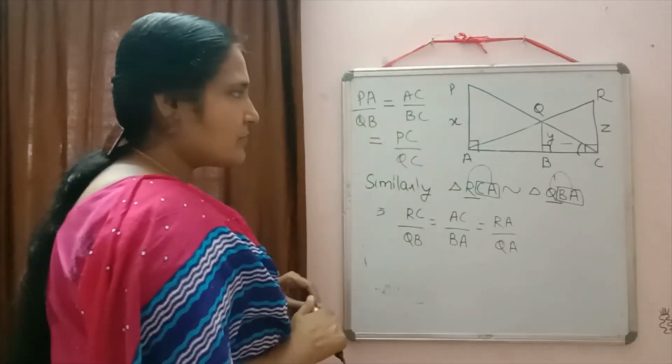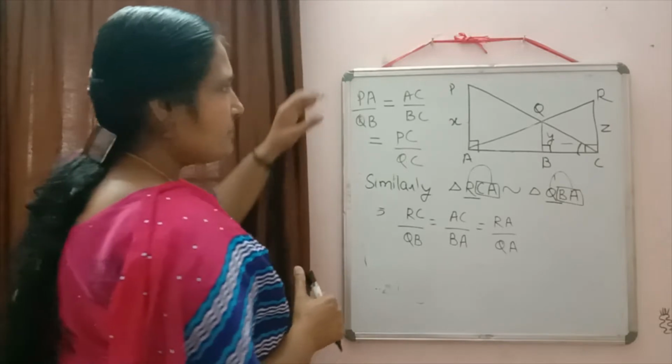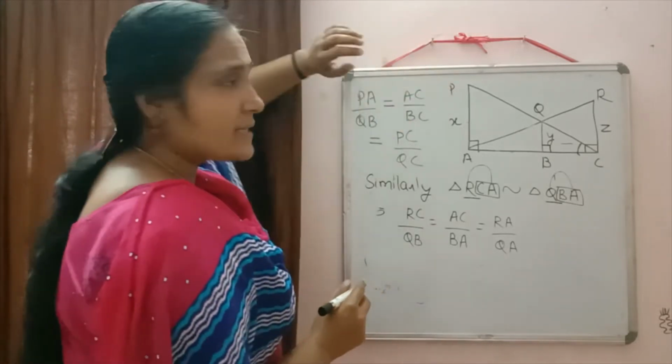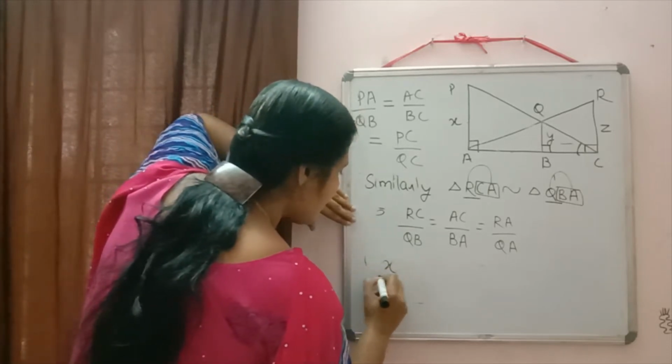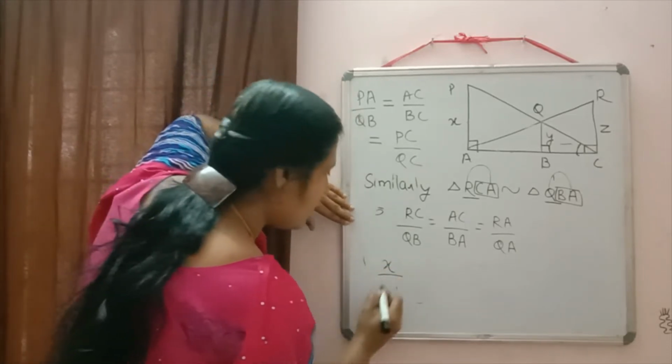Now we will substitute the values. From the first one, we will check what sides are given. PA is equal to how much? X. QB is equal to how much? Y.